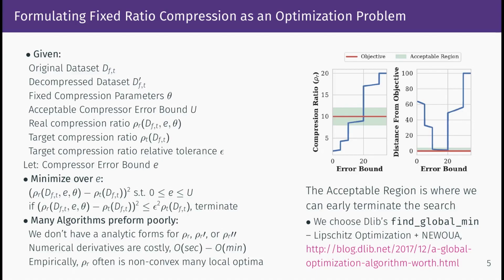We looked at a variety of different algorithms that potentially could work for this particular problem. Ultimately, we settled on one from a library called dlib, called find global min, which uses a combination of Lipschitz optimization and the NUOA algorithm. If you're interested in the details of this algorithm, I recommend that you review the blog post that we've linked here, written by the author of dlib, which goes into the details of exactly how this algorithm works.